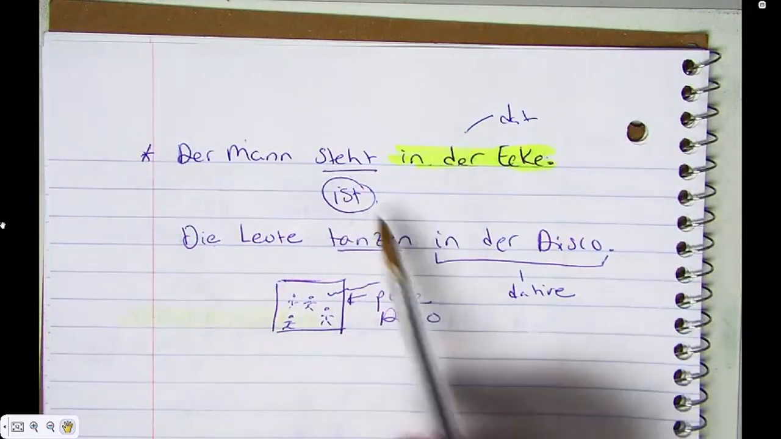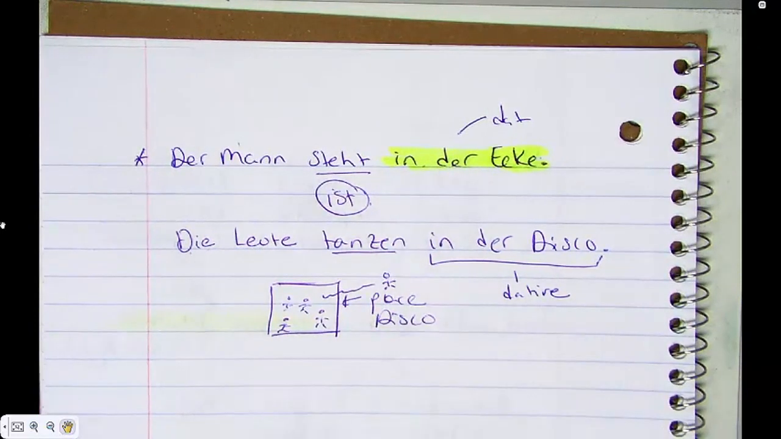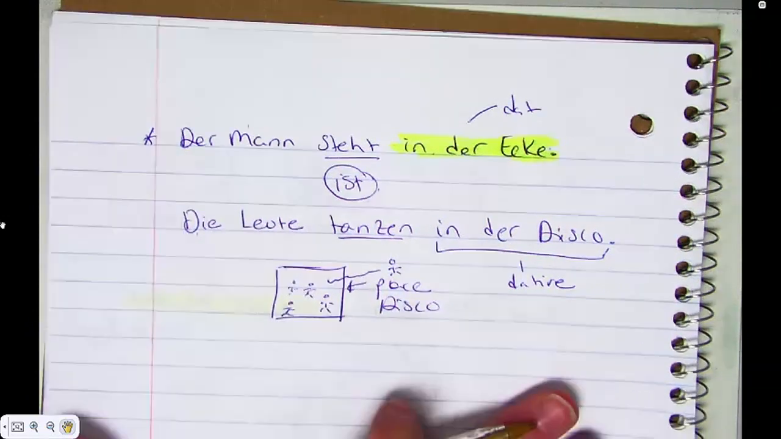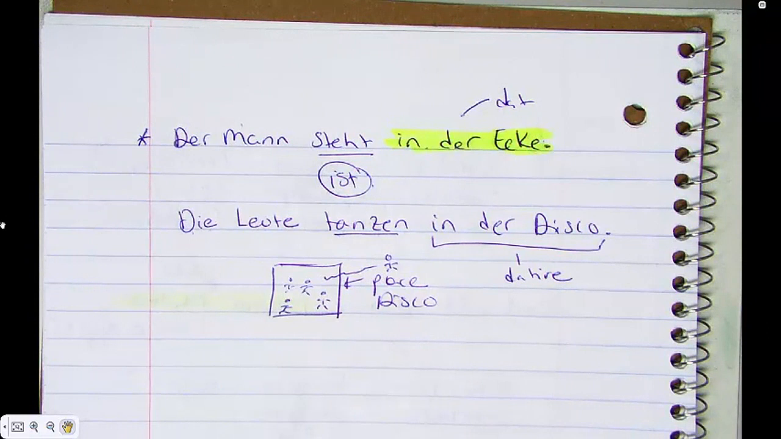If you were to accidentally say die Leute tanzen in die Disco, that means that they're dancing into it. They're in motion. They're getting there. Okay, I hope that makes sense. If this part does not make sense, please ask me about it.